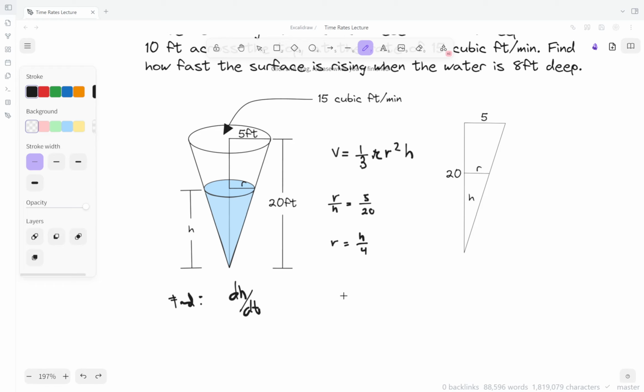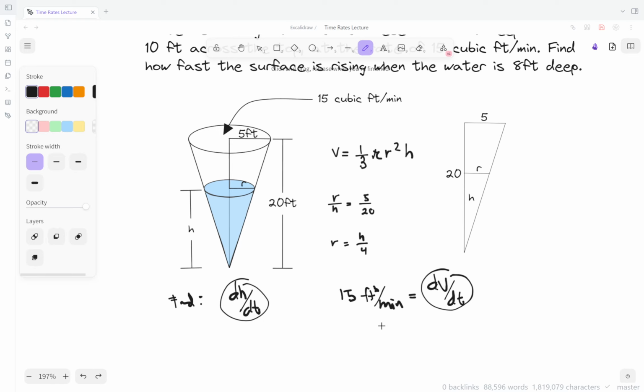For example, we are given 15 cubic feet per minute. And remember, cubic units are representative of volumes. So we say this rate is just the same as the rate of the volume with respect to time. Remember here, time is in minutes. So we're looking for dH/dt, and we're given dV/dt.